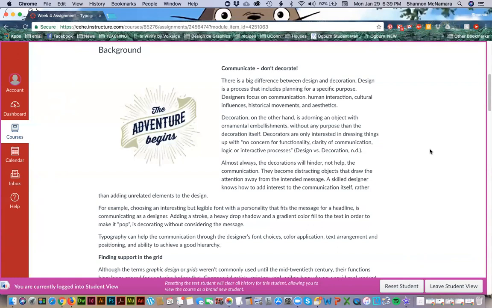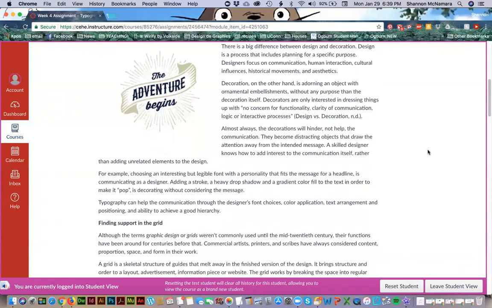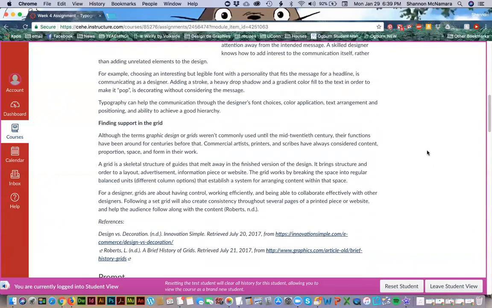Remember, your text should be able to stand out on its own without any of those decorations. That's how you know the piece is well designed. Typography can help the communication through the designer's font choices, color applications, text arrangement, and positioning, and ability to achieve a good hierarchy. Finding support in the grid.